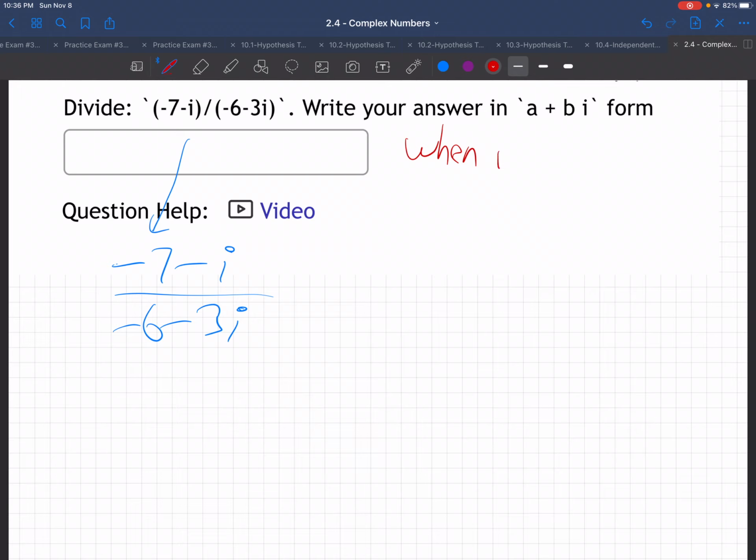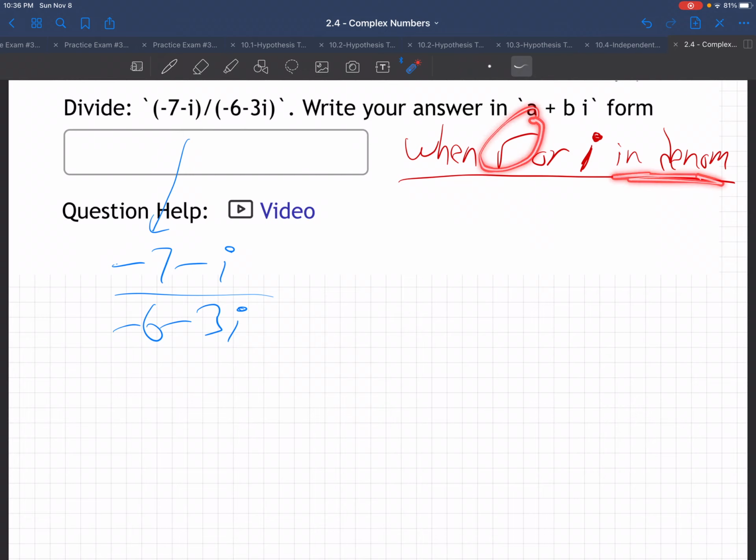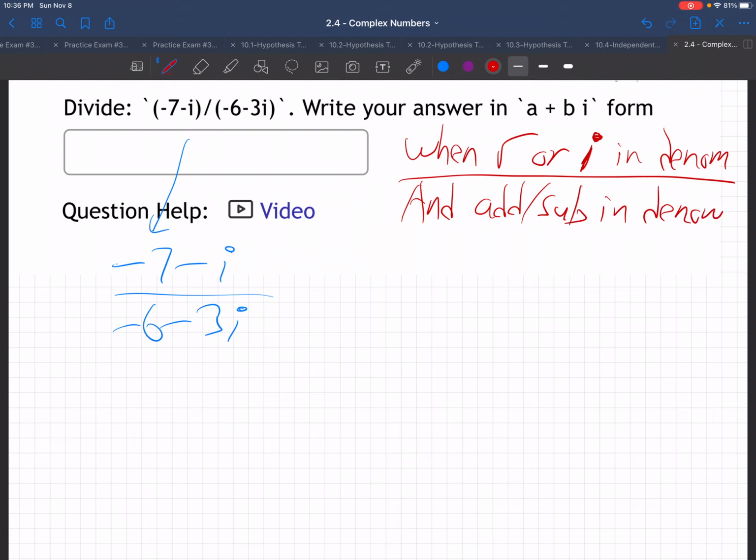When we have square roots or i in the denominator, I don't know if you remember from earlier algebra classes, which really are a prerequisite for this class. I know not everybody remembers all this stuff or has taken it all, but if you have square roots in the bottom, and adding, subtracting in the denominator, that's what makes this particularly difficult. In fact, let me lay out the whole thing. Let me give two cases.